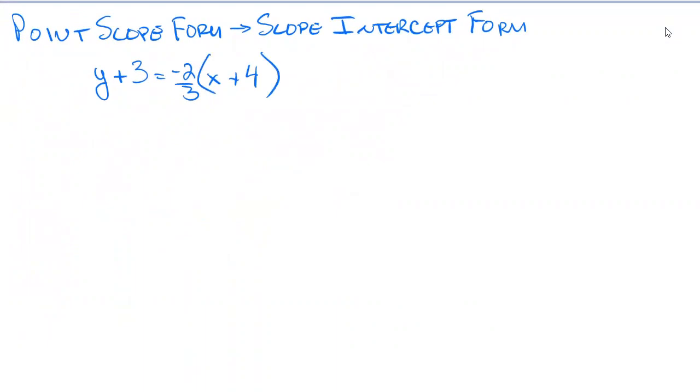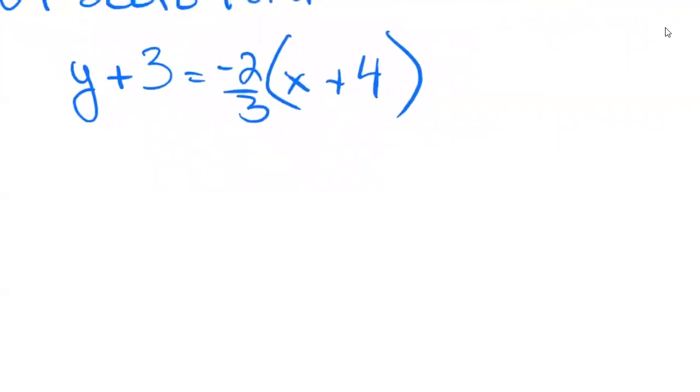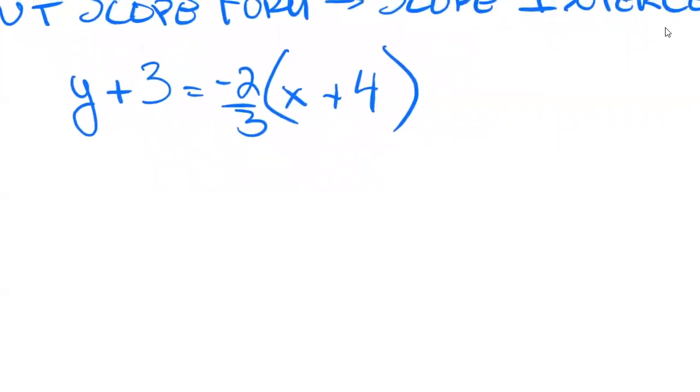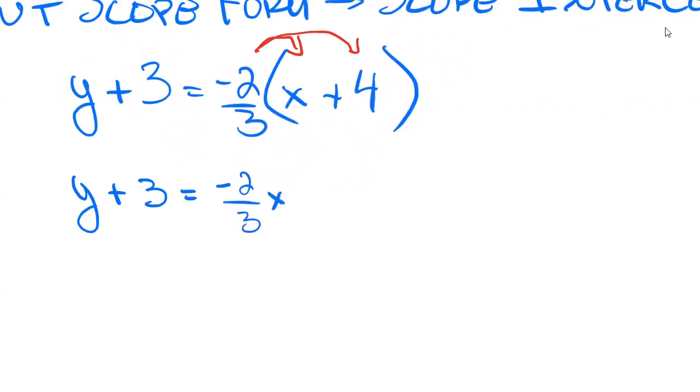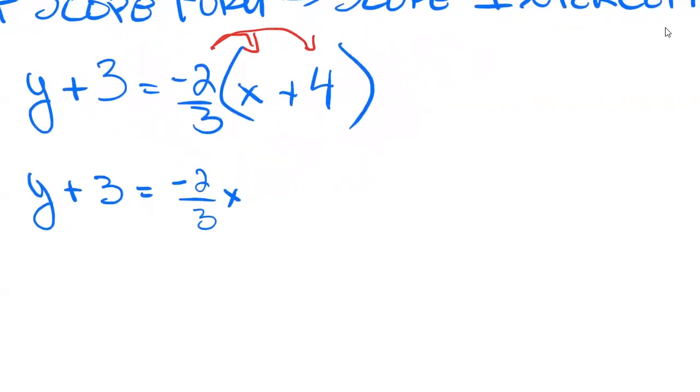Okay. So in point slope form to slope intercept form, the first thing we need to do is multiply this minus 2 over 3 into this bracket using our distributive property. y plus 3 stays the same. Negative 2 over 3 times x is negative 2 over 3x. And then negative 2 over 3 times 4, I'll do over here.